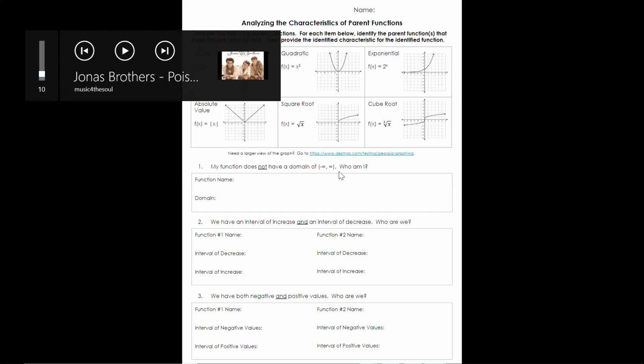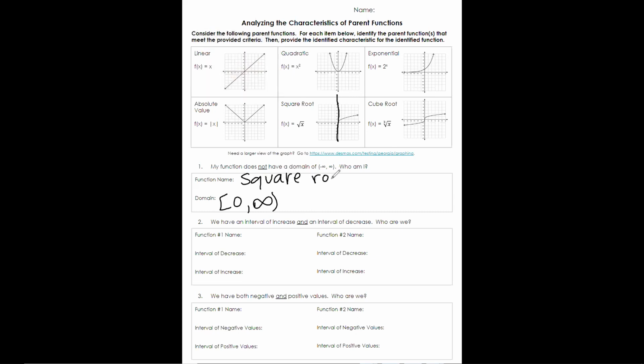Which one does not have a domain of negative infinity to positive infinity? Domain is your X values. All of these have negative infinity to positive infinity, except Cecilia, which one? Square root, because the domain is from 0 to positive infinity. Okay, look at that handwriting. Boom.